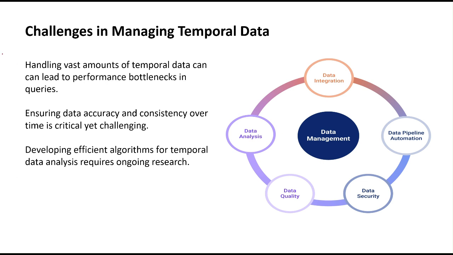So handling vast amounts of temporal data can create bottlenecks in queries, so ensuring data accuracy and consistency over time is critical. It's challenging. Developing efficient algorithms for temporal data analysis requires ongoing research. There will be research regarding management every day. Some of the companies are Timescale, Influx Data, Oracle Corporation, IBM Corporation, Crate.io. These are the companies with ongoing research regarding temporal data.